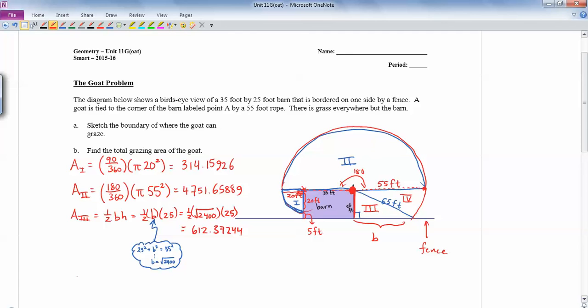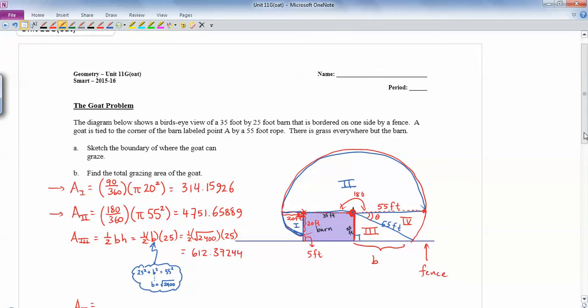Okay, area 4. So area 4 is a sector as well, and here's its central angle, which I'm going to call theta. So I can use a formula like theta over 360 times pi r squared. The problem is I need theta. You can get theta a couple ways. One way would be to solve for this angle right here using trig, and then do 90 minus it to get theta.